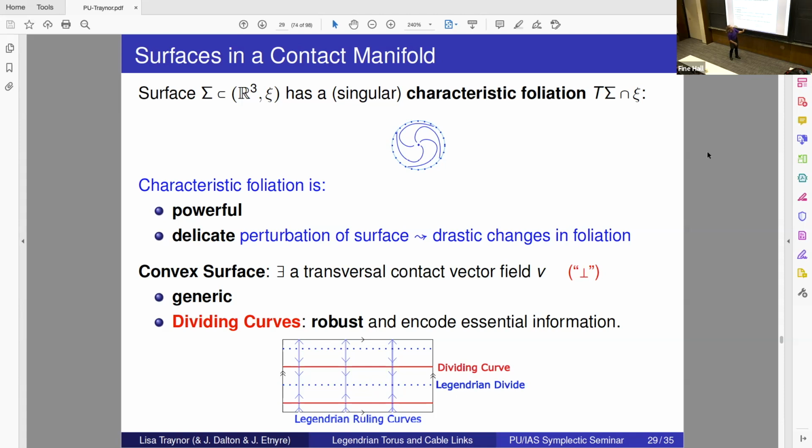Then the foliation itself is flexible, but like the Legendrian ruling curves, you can always put it in standard form. So these ruling curves are flexible by moving your surface, and those might change. But the dividing curves change only by isotopy when you're moving your surface through convex surfaces. So it gives us curves to play with as opposed to a foliation, which is a lot more complicated.